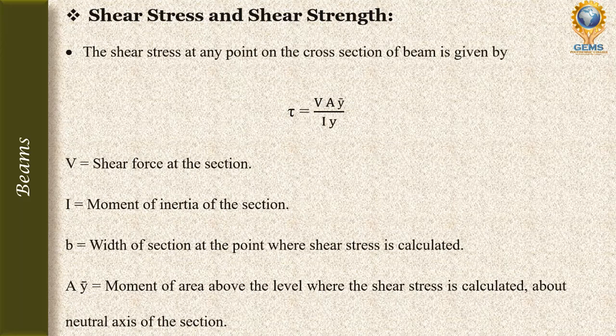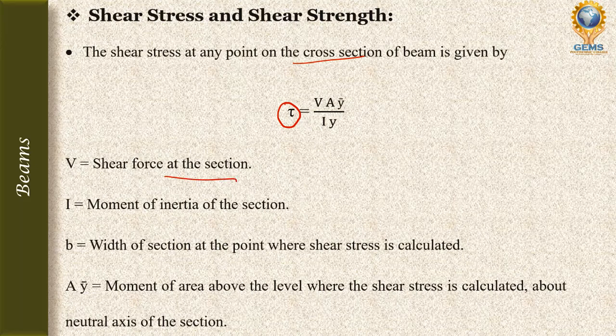This topic comes under the design for shear force. So how will we find the shear stress? The shear stress symbol is tau. The shear stress at any point on the cross section of the beam is given by V into A into y bar divided by I into b. This is the formula used to find the shear stress at any point on the cross section. V is the shear force at the section.